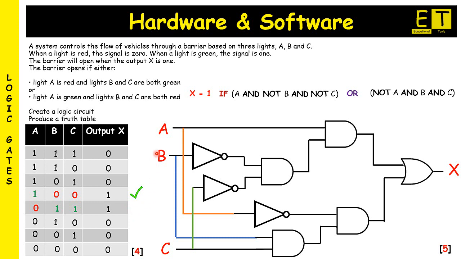So 0, 1, 1. If we put a 0 into this AND gate, we actually know that a 0 will be coming out, as both of its inputs need to be 1.